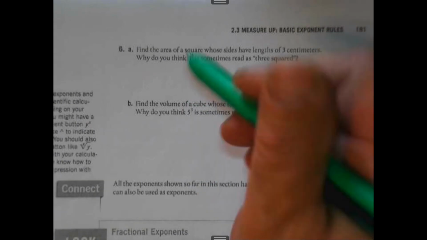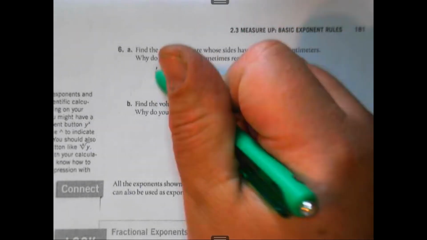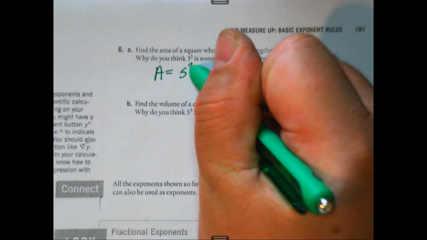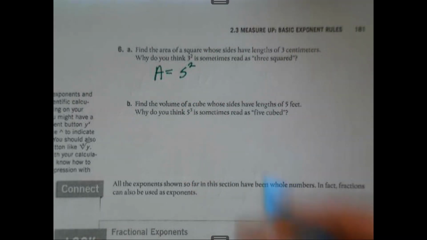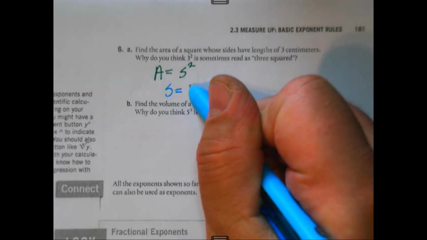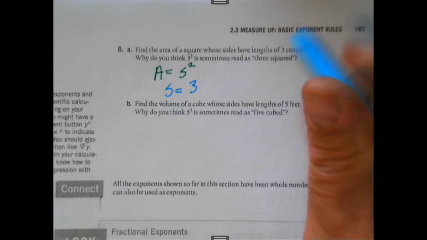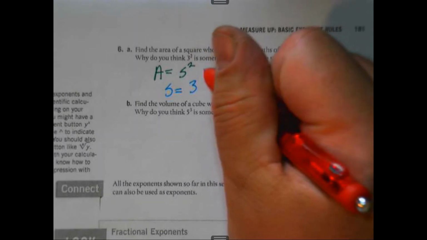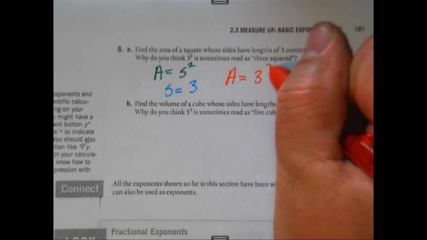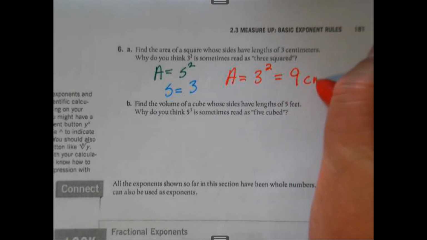Okay. 6 says find the area of a square whose side has length 3. Now, a square is that special formula because all sides are equal. The area of a square is just side squared. And here they give us the side equals 3 centimeters. So this equals 3 squared, or 9 centimeters squared.